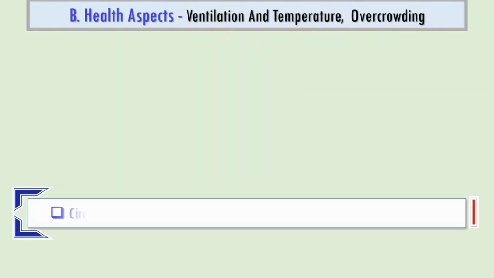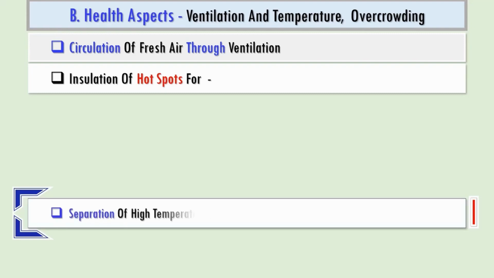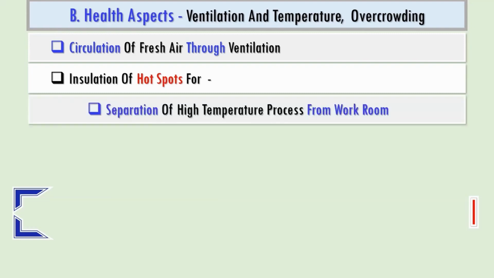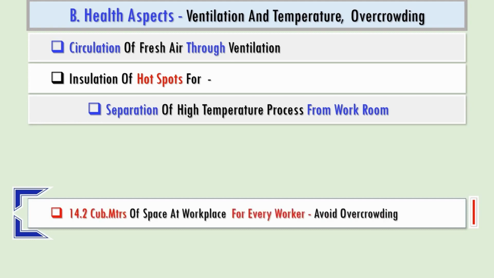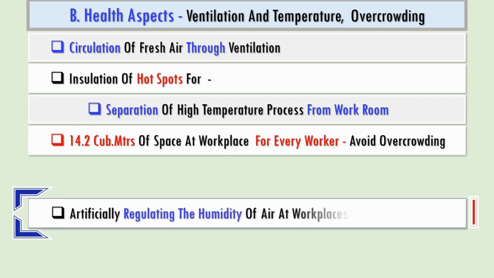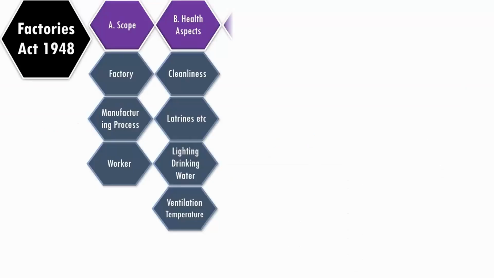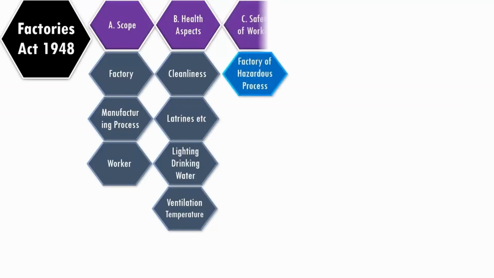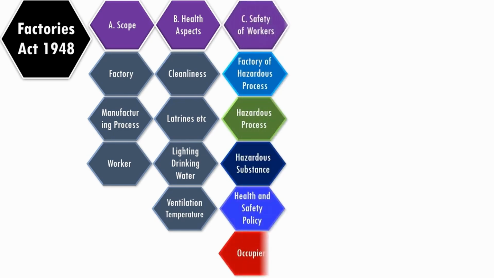The Act prescribes proper ventilation to ensure circulation of fresh air, insulation of hot spots to separate temperature from the work process, along with the allotment of specified space for each worker to avoid overcrowding, and artificially regulating the humidity of air at workplaces. Under safety of workers, the Act covers factory of hazardous process, the process per se, hazardous substance, health and safety policy, and the responsibility of the occupier.